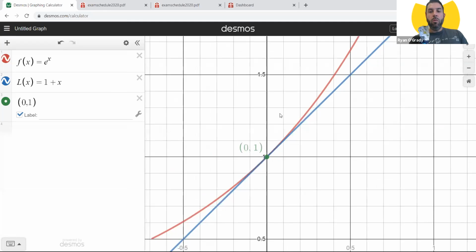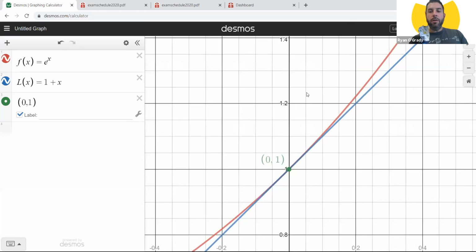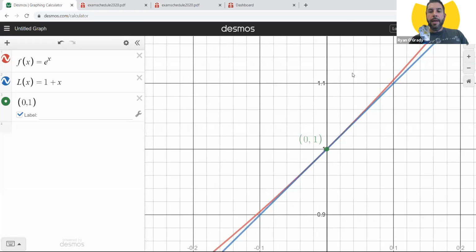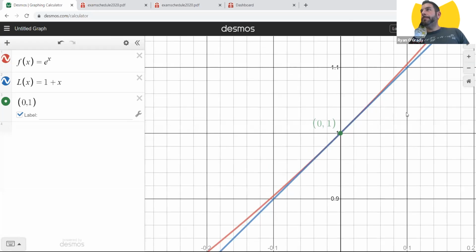I can even zoom in more. And the more I zoom in, the more I'll notice that the blue and red start to look like the same thing. Because anytime I have a curve, the more I zoom in on that curve, the more straight it starts to look. Again, draw any curve you want. I don't care. Go take a magnifying glass and look at one small piece, or put that curve under a microscope. The more you zoom in on it, the more and more straight it's going to look.